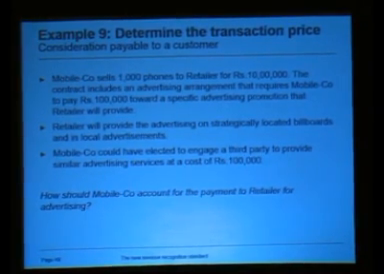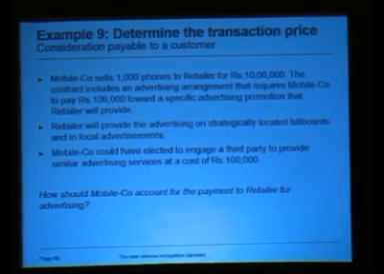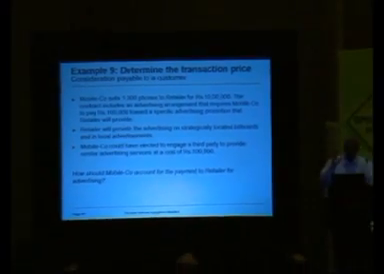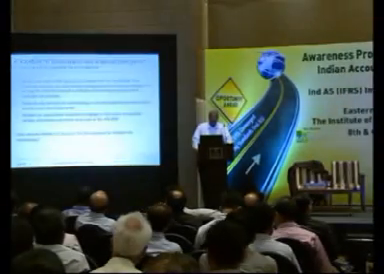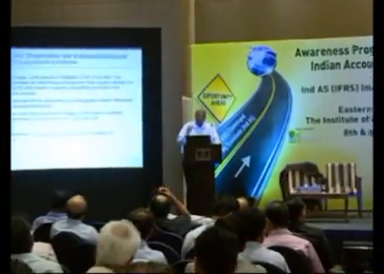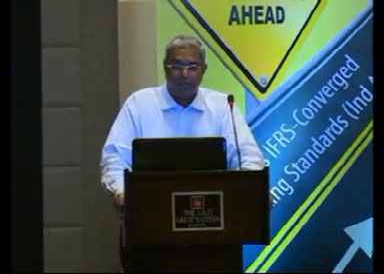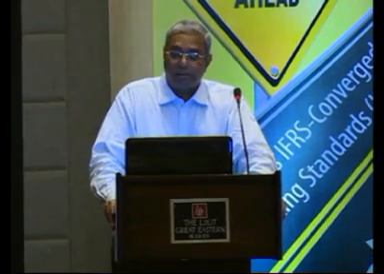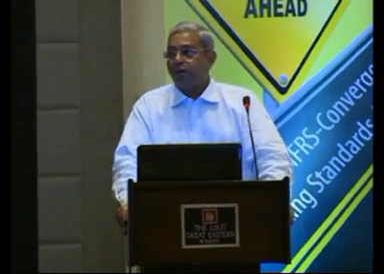Mobile company sells 1,000 phones to retailer for rupees 10 lakhs. The contract includes an advertising arrangement that requires mobile company to pay 100,000 towards a specific advertising promotion that the retailer will provide. Retailer will provide the advertising on strategically located billboards and in local advertisements. Mobile company would have elected to engage a third party to provide similar advertising services at a cost of 100,000.